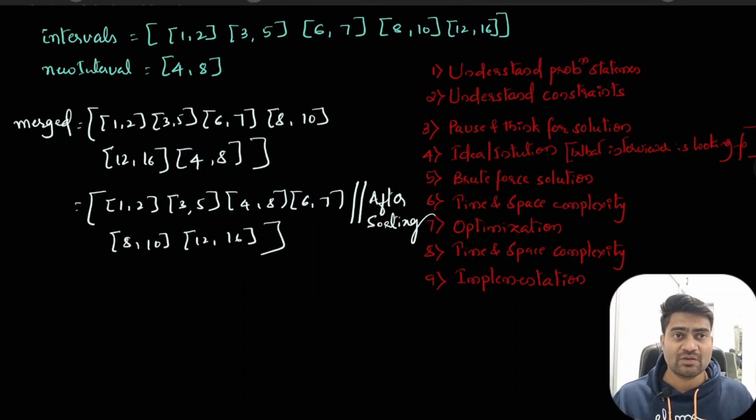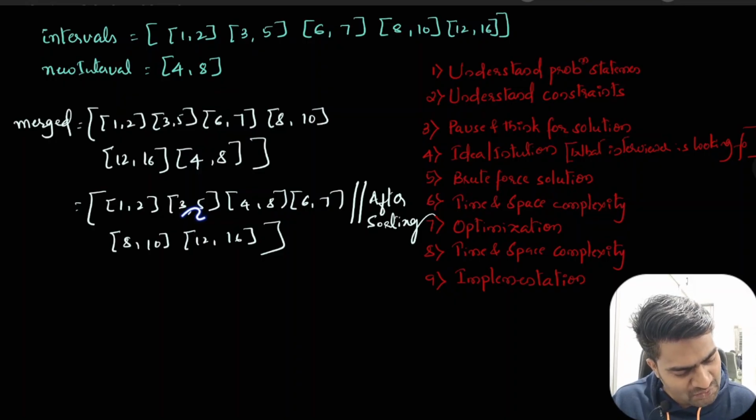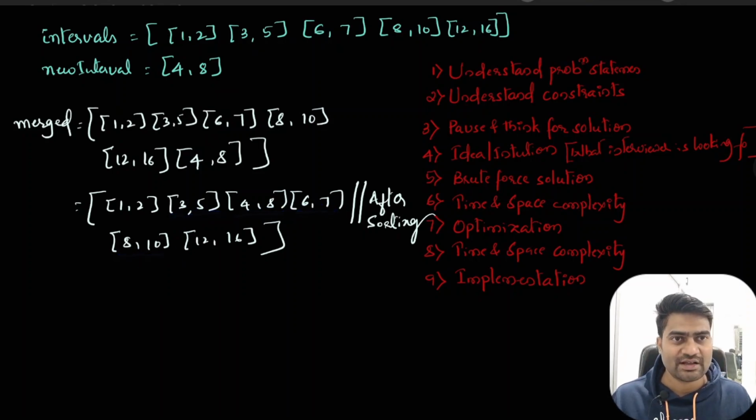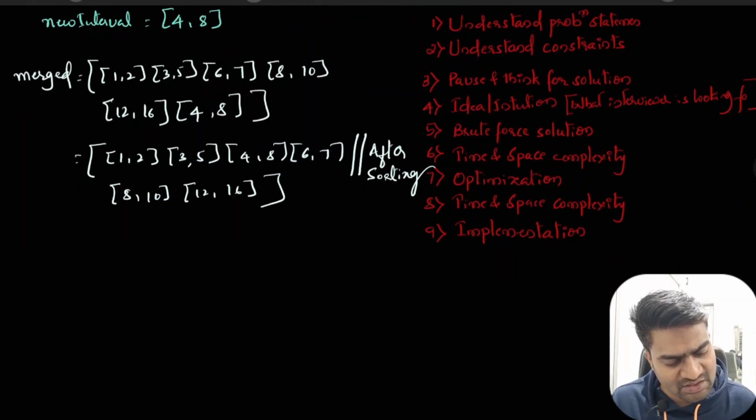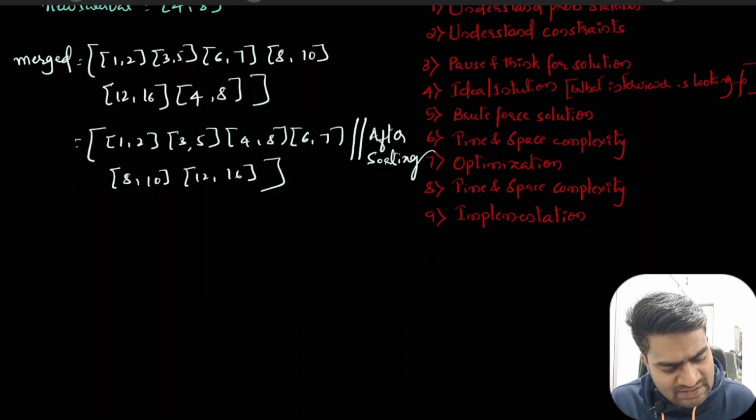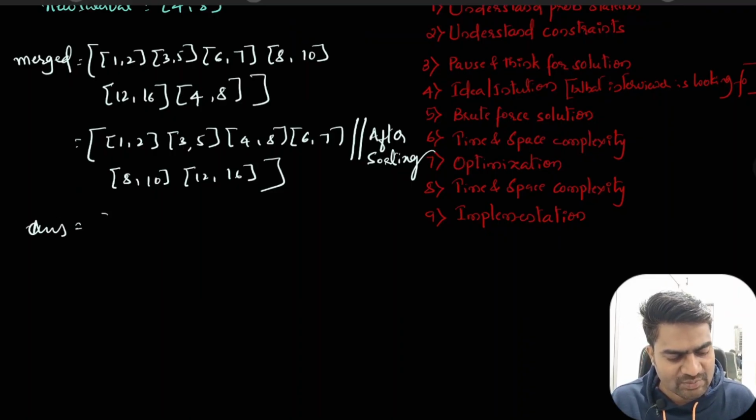Okay, now once we sort, then we can simply use the merging technique that we used in the merge intervals problem. So now we know this value, this value, this value, this value merges, right? Because they overlap with one another. So I will simply merge them and I will return the answer. So for merging, first what I will do, I will take another array which is my answer array. So it will be initially empty.